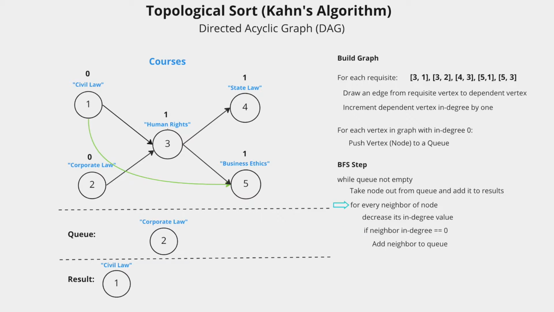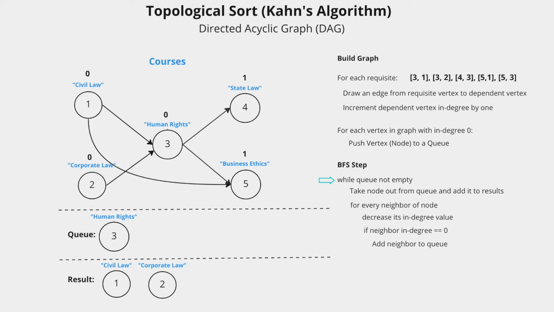We're done exploring neighbor nodes, so let's move to the main while loop. Is the queue empty? No, it's not empty. Let's take out the next course that is ready to be taken from the queue and add it to our result set. Let's explore the course's neighbors. In this case, there's only one neighbor. Decrease its in-degree value by 1. Check if neighbor's in-degree value has reached 0. That's true. Then it means our course is ready to be taken. Let's move it into our queue.